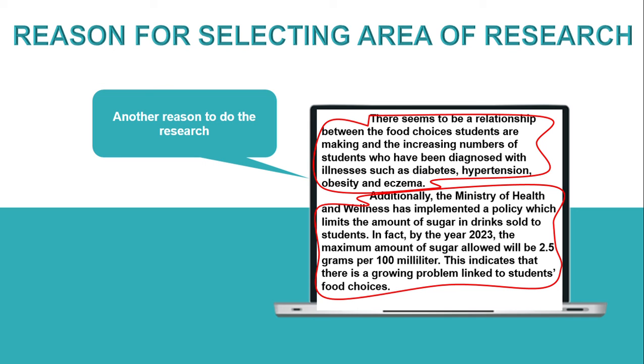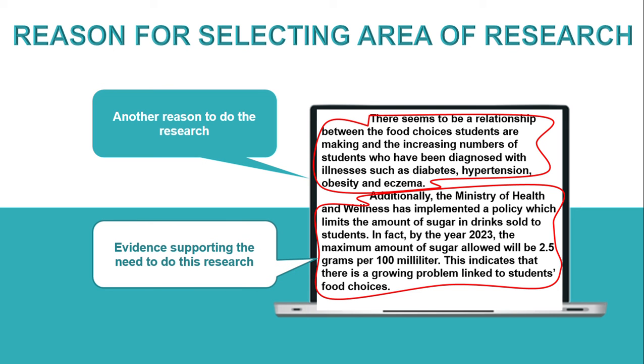Additionally, the Ministry of Health and Wellness has implemented a policy which limits the amount of sugar in drinks sold to students. In fact, by the year 2023, the maximum amount of sugar allowed will be 2.5 grams per 100 milliliters. This indicates that there is a growing problem linked to students' food choices. And here, you're providing evidence to support the need to do this research. If there wasn't a problem, do you think the ministry would be mandating that you cut down the amount of sugar in drinks by 2023?